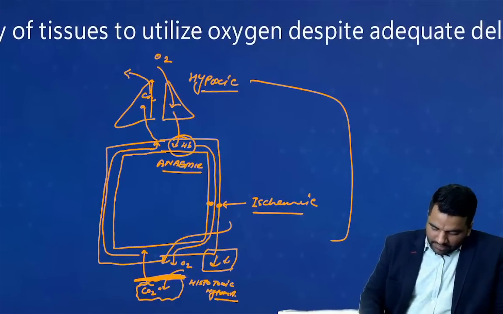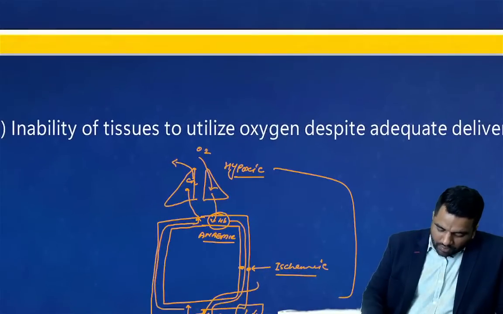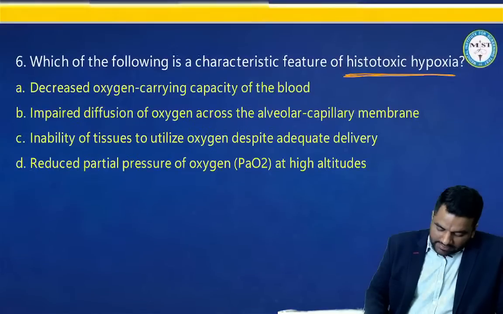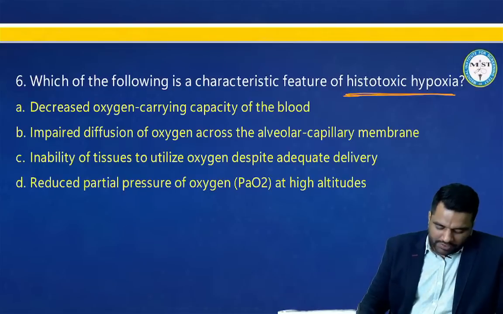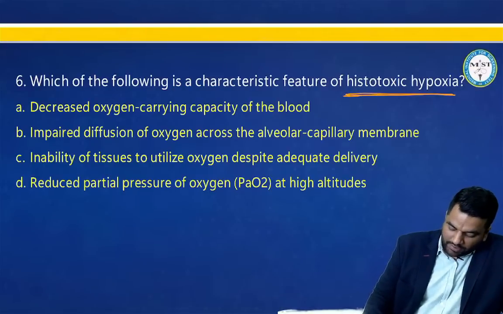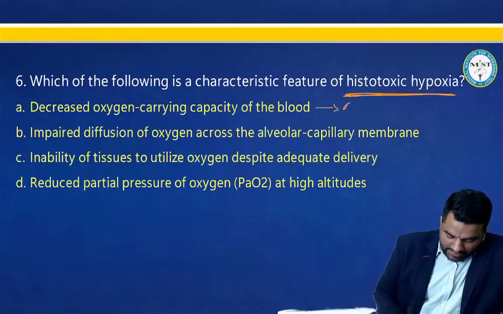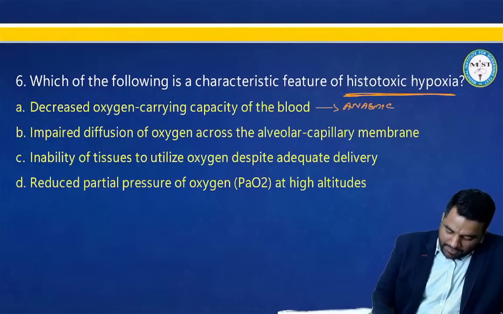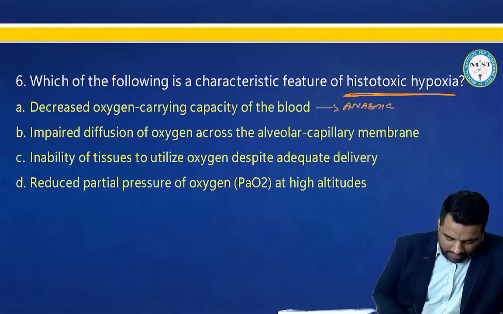So now you can see easily that the question is asking which of the following is a characteristic feature of histotoxic hypoxia. Number 1, the decreased oxygen carrying capacity of the blood. No, that is an anemic hypoxia feature. Then impaired diffusion of oxygen across the alveolar capillary membrane. This is at the lung level, so this is hypoxic hypoxia.